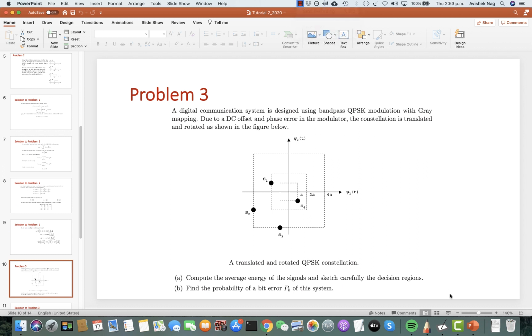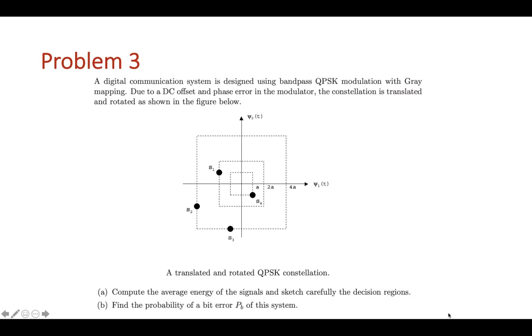So let's move on to the next problem. The next problem gives you a constellation like this. You have a set of orthonormal axes given by psi1(t) and psi2(t), and you have four signals S1, S2, S3 and S4. You are asked to compute the average energy of the signals, sketch carefully the decision regions, and then find the probability of bit error PB of this system.